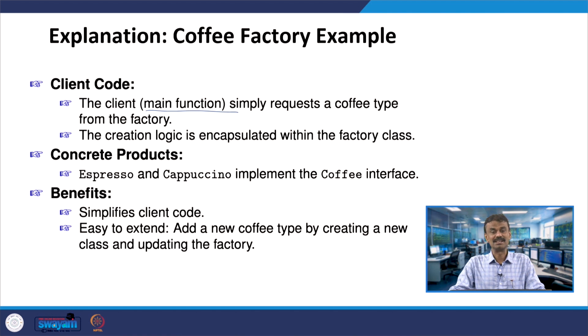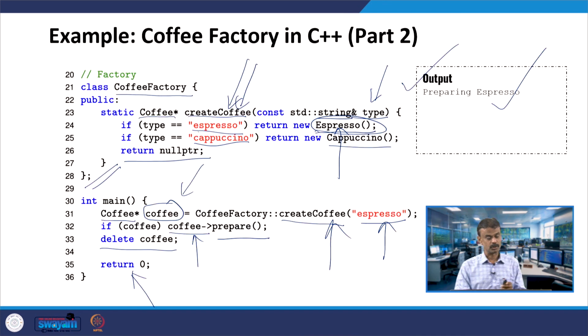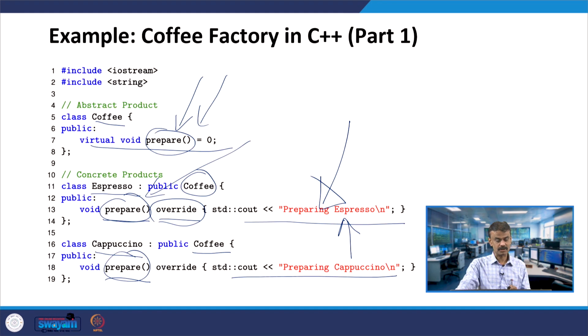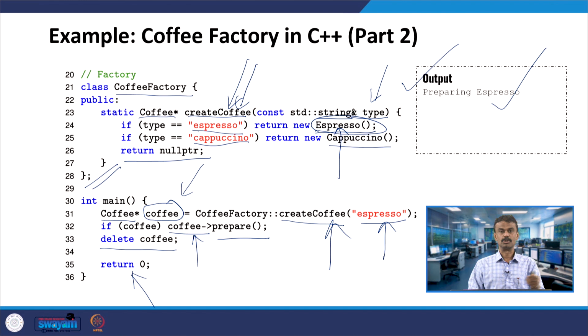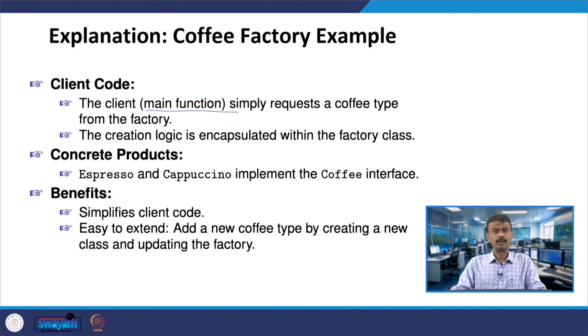The main function is simply requesting a coffee type from the factory. Then you have encapsulated all the logic in the factory class. That is called the factory class. If you look over here, coffee factory, in the factory class you have encapsulated everything. Line number 21 is the factory class, and up to line number 28 you are encapsulating the complete logic. And the concrete products are espresso and cappuccino.